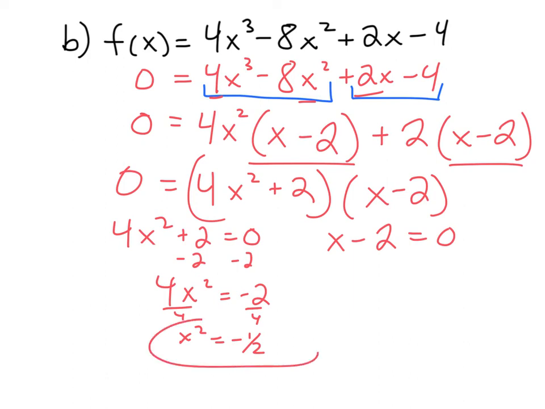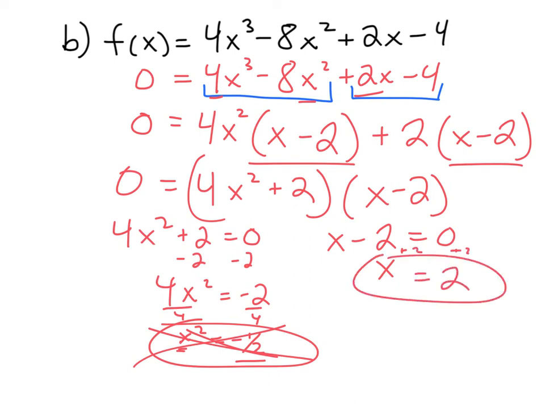This is the same problem that I had in the previous example. I can't square any number and get a negative number. So there's no real solution to this, no zero for that part. Now let's go over to the other side. If I add 2 to both sides, I get x equals 2. So that's the root, and that's the zero. That's the only zero there is. You could write this out: the zero of f of x is 2. That's the way you would write that out.